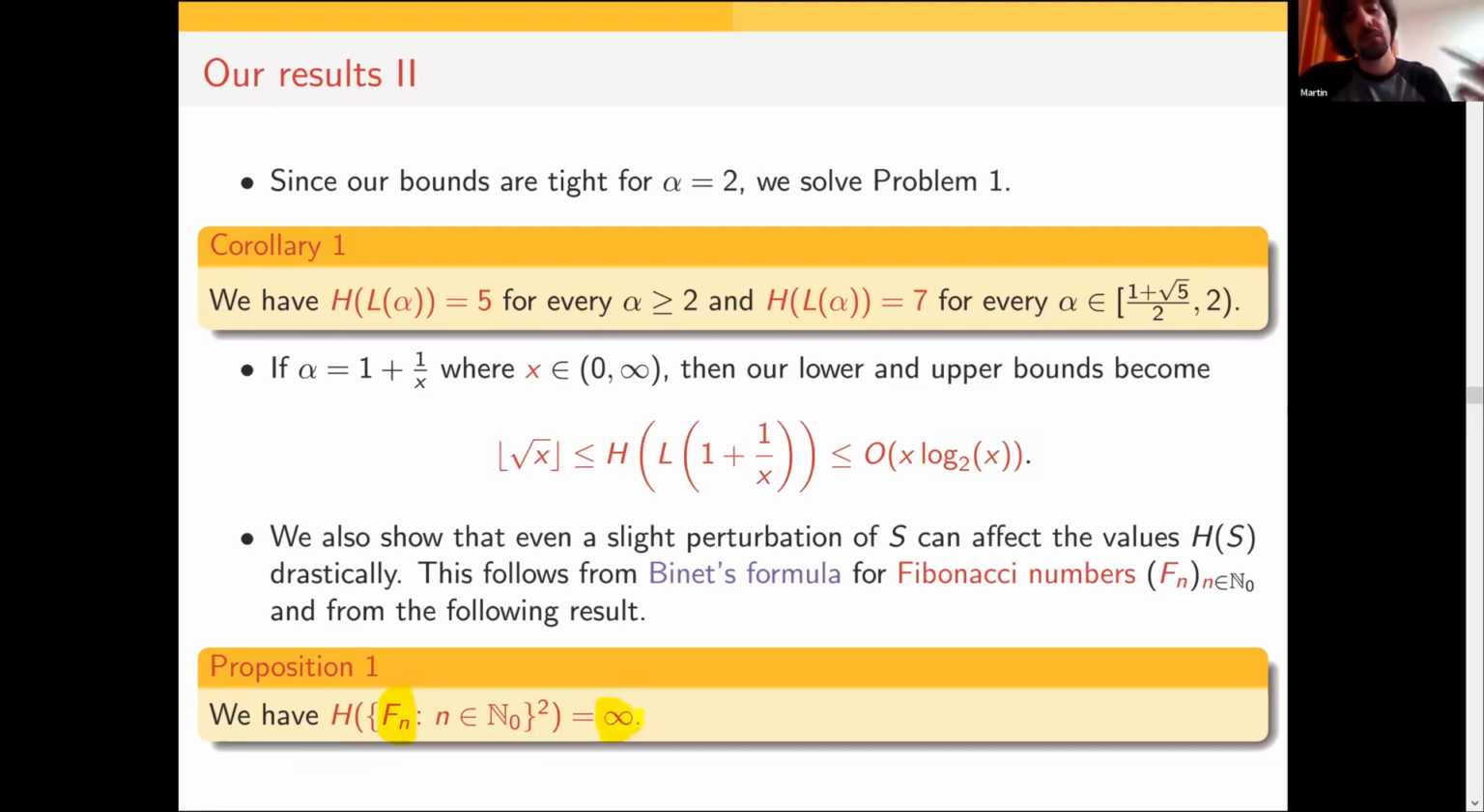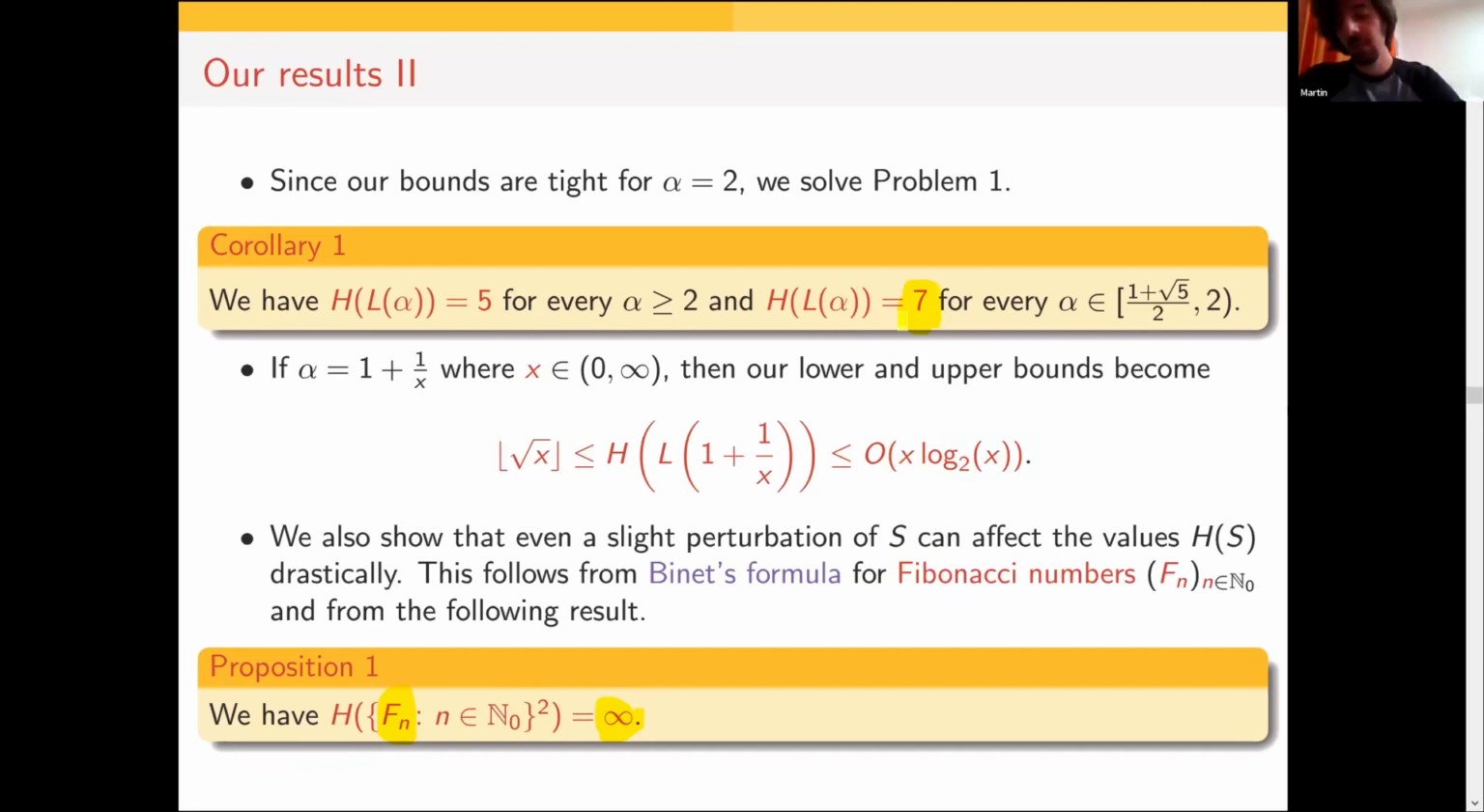And now, by Binet's formula, Fibonacci numbers actually converge to the exponential with base equal to the golden ratio. So you can think of this product set as somehow a perturbation of an exponential lattice. And for this exponential lattice with the golden ratio, we know that the Helly number is equal to 7. But for this one, it's infinite. So even a slight perturbation can change the results somehow drastically.